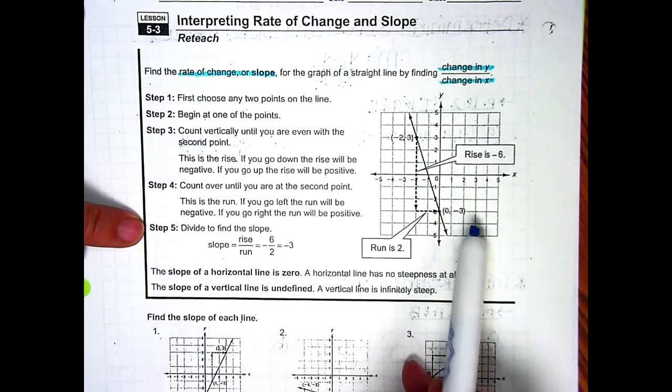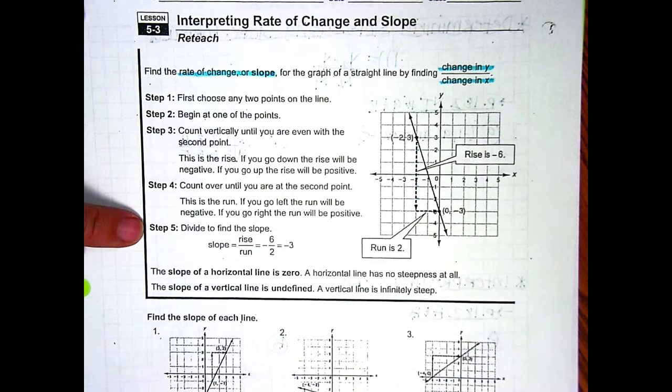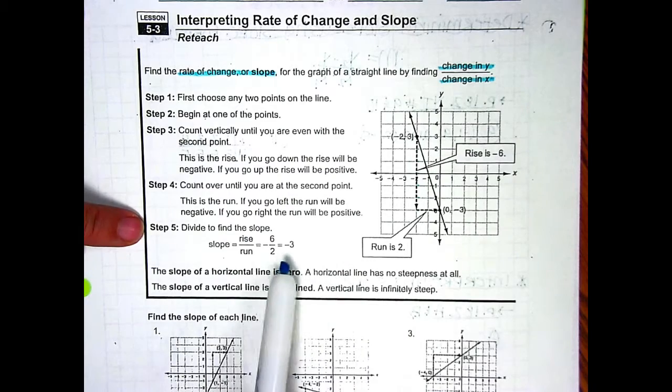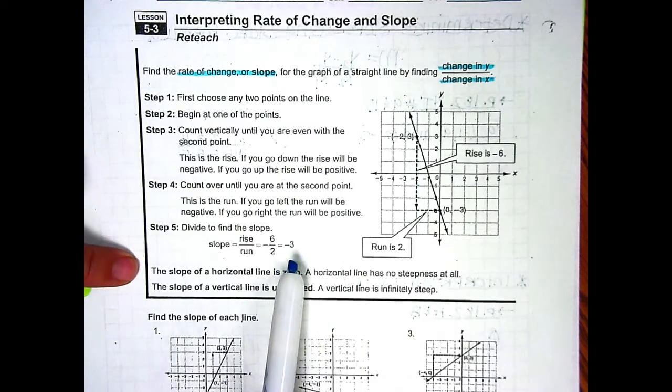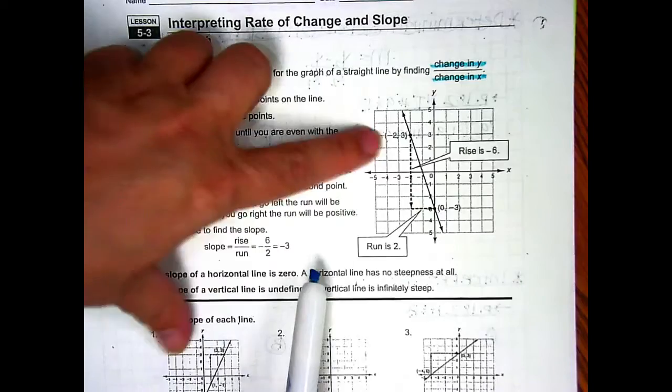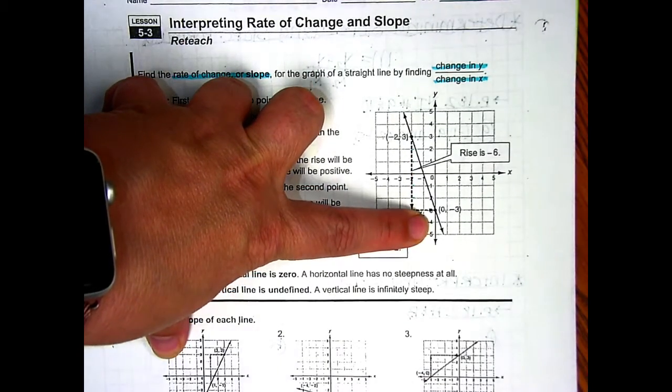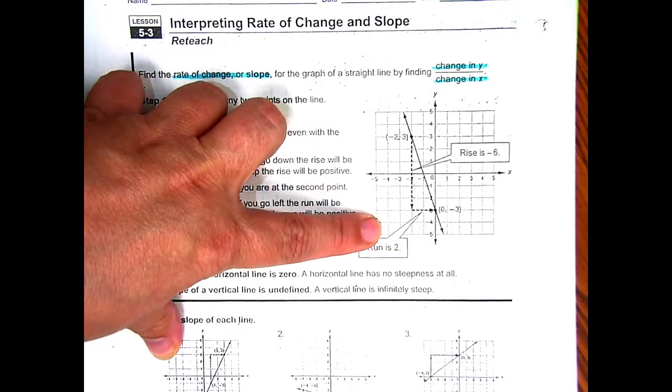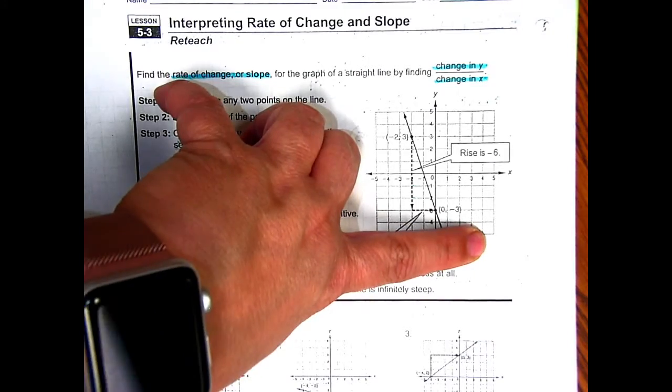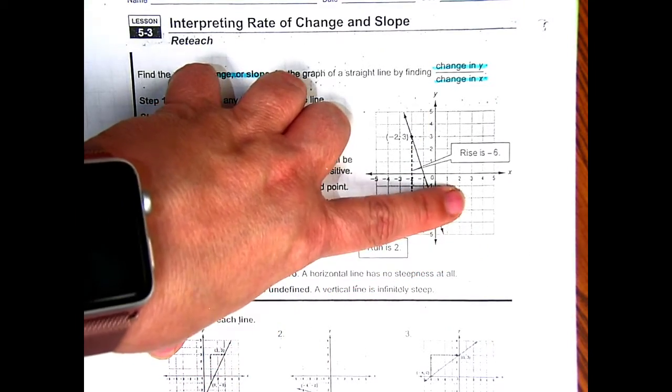Because we went right, it's positive. If we had gone left, it would be negative. Okay, so it's -6 over 2, which is -3. So the slope of this line here is -3. And you can see as you look from left to right, the graph is falling.